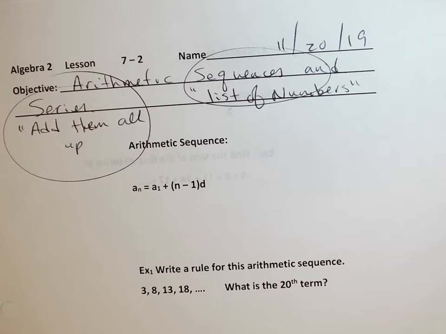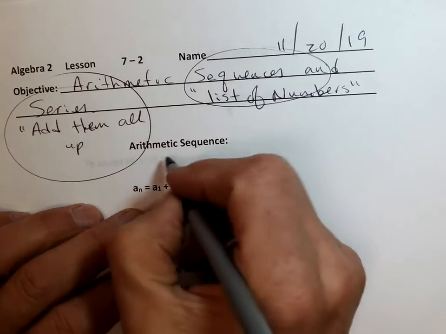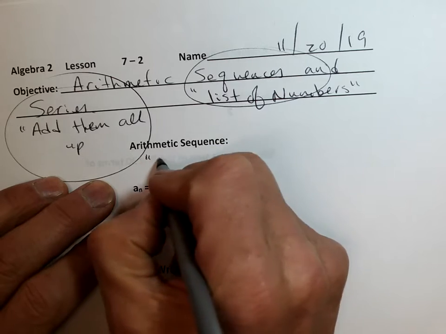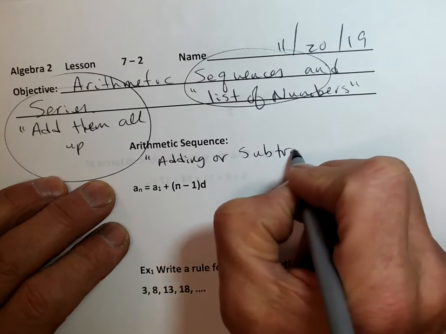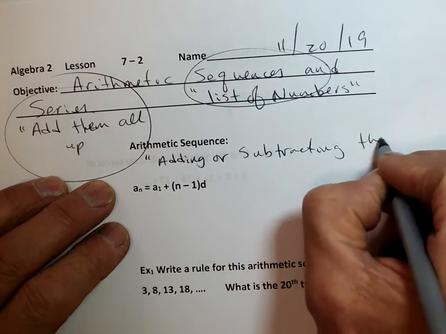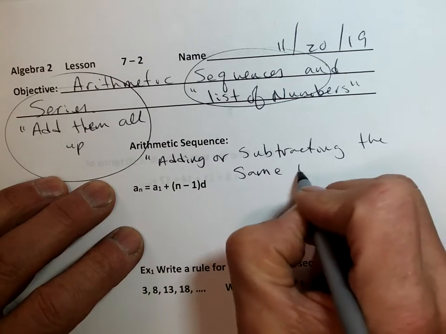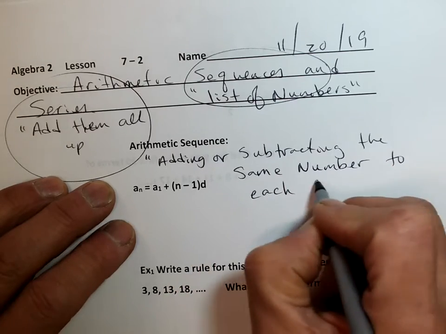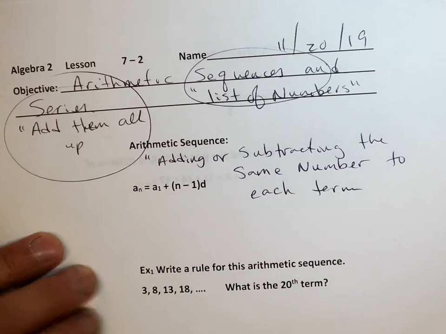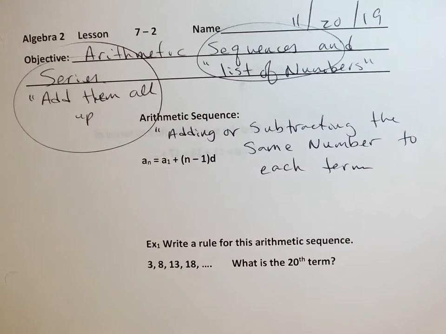Okay, so an arithmetic sequence is one where we're adding or subtracting the same number to each term. If I take a look at example 1, I'm going plus 5, plus 5, plus 5. This one is arithmetic, right? So if you add or subtract the same thing each time, that's going to make it arithmetic.